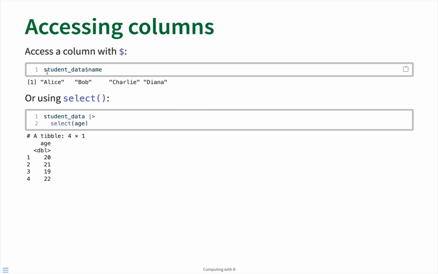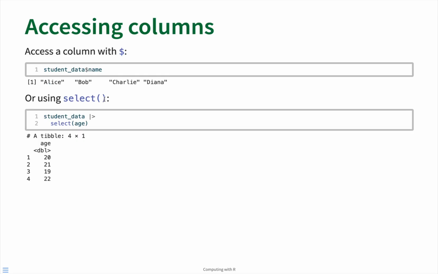Once we have a Tibble, like we had the student data Tibble, which we created on the previous slide, we can access a column using the dollar operator, like you see here. So we get a name column, and the result will be a vector of the 4 values from that column.